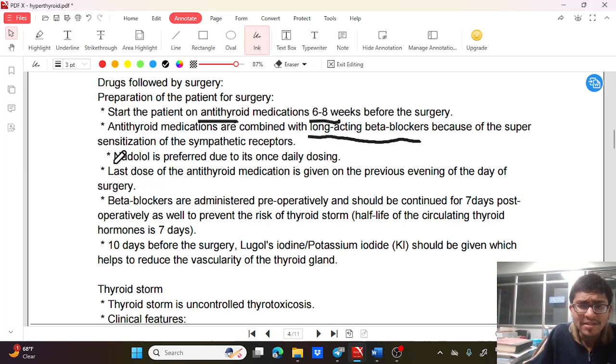So what do we use as long-acting beta blockers? Nadolol, which is commonly used as an OD dose, and we give this drug one day before surgery, that is the previous evening, before the day of surgery. And beta blockers are administered on the day of surgery preoperatively and should be continued after surgery up to 7 to 8 days, because these are important to prevent the thyroid storm.